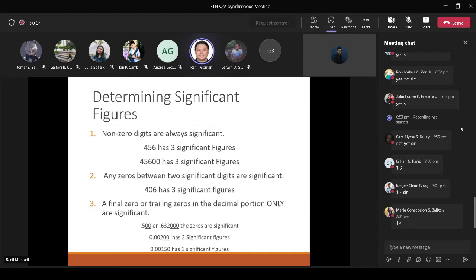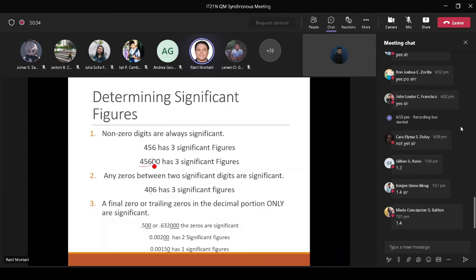Ganon. So for significant figures, just a review, we have three rules. Number one rule is any non-zero digit is always significant. Like for example, 456 has three significant figures. 45,600 has three significant figures. As you can see, ito yun. Any zero between two significant figures is significant. So ito, binibilang na siya.